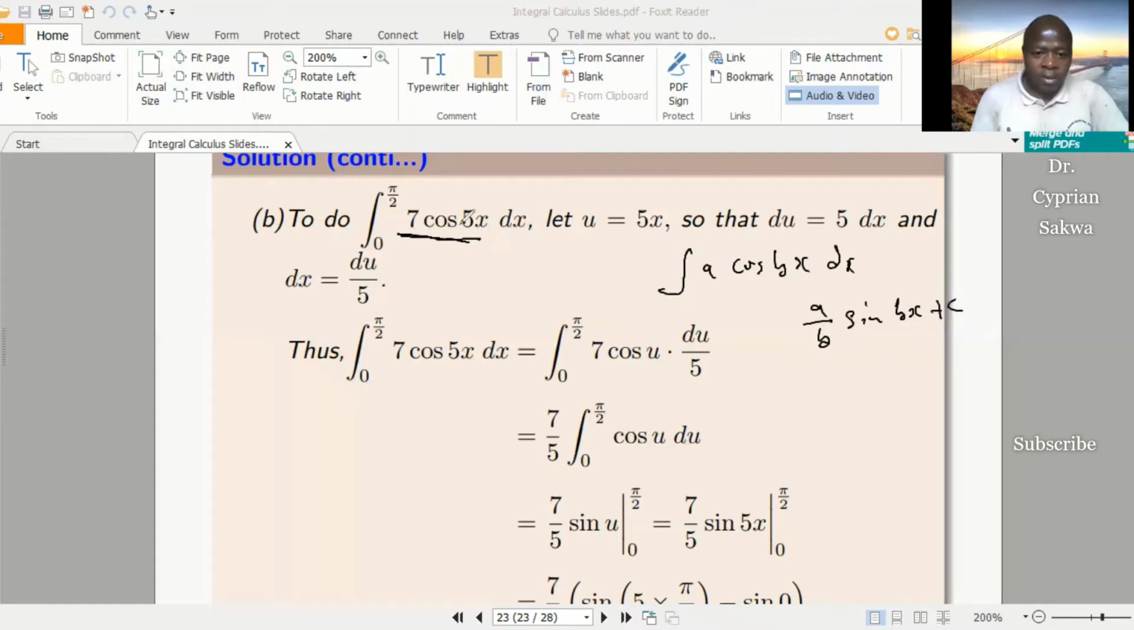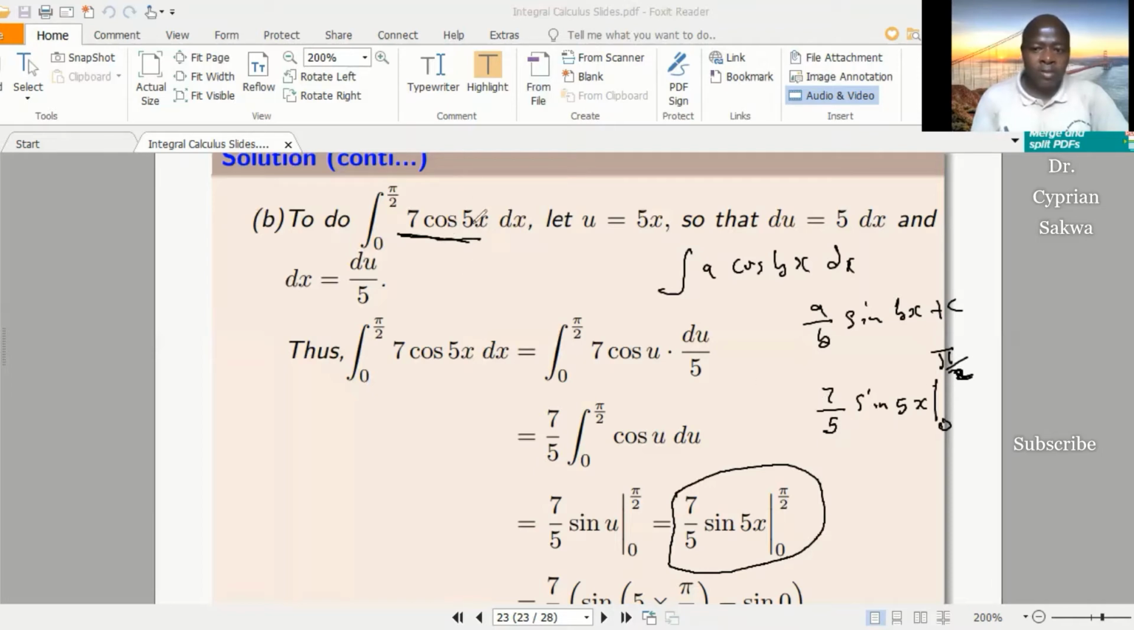That means the integral of this will be 7 out of 5 sine of 5x. Now, because it's a definite integral, there's no need for the constant. So we say from 0 to pi out of 2. That's what you see here: 7 out of 5 sine of 5x, from 0 to pi out of 2.